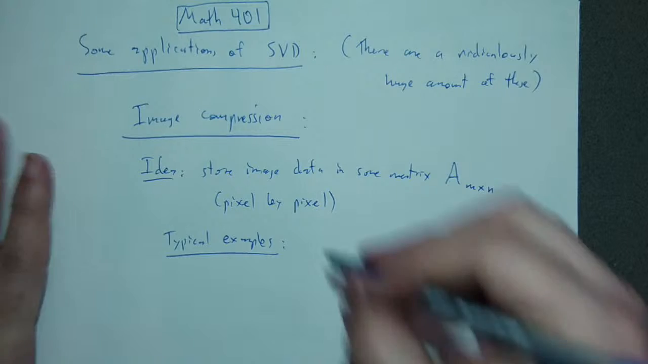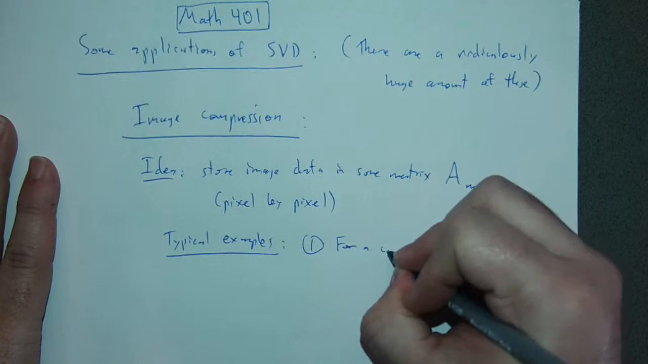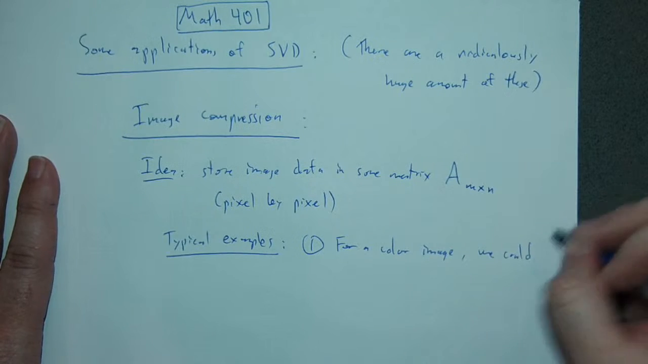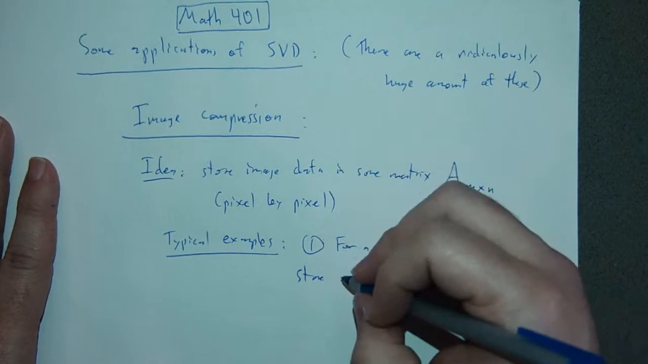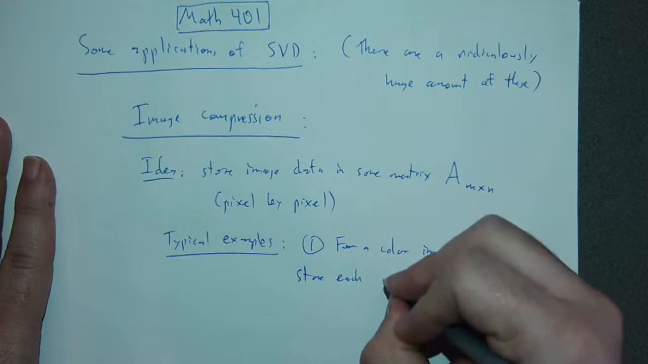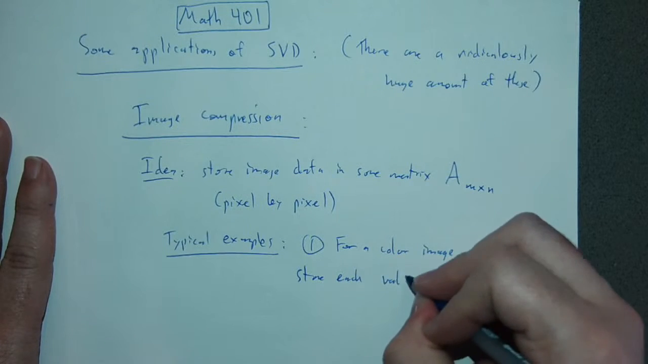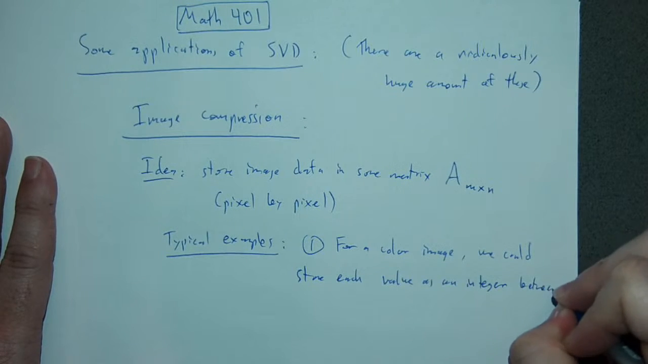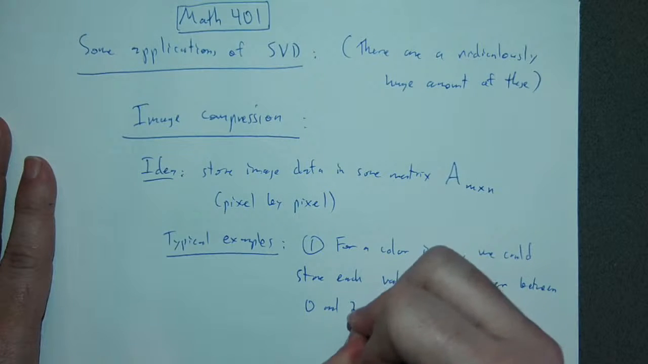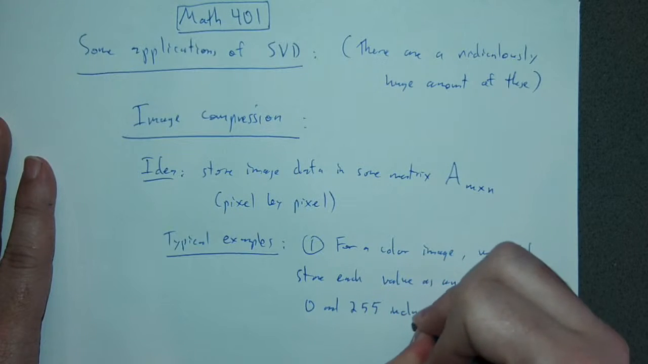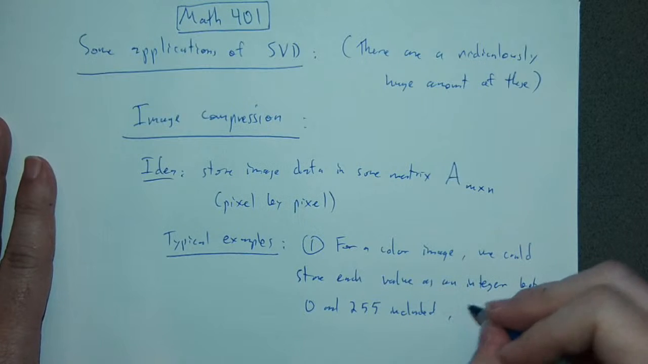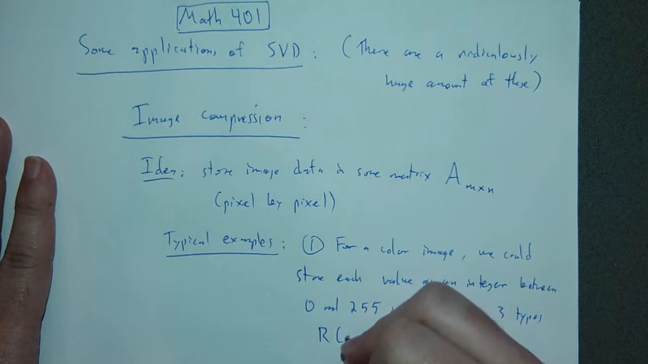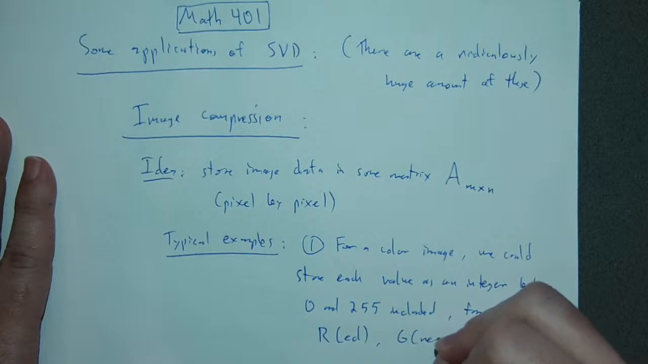One example is for a color image. We could store each color value as an integer between 0 and 255 included, for 3 types: red, green, and blue.